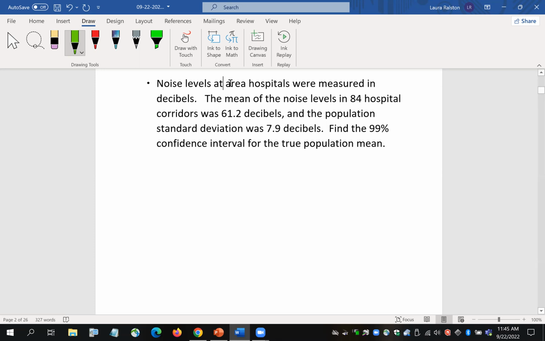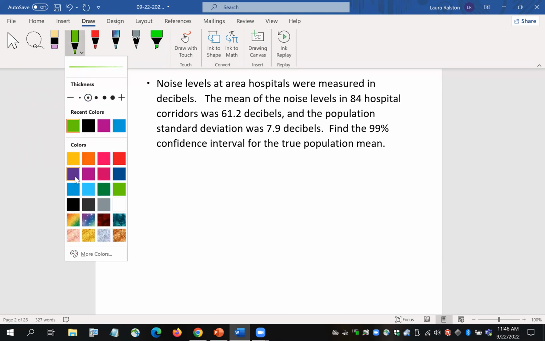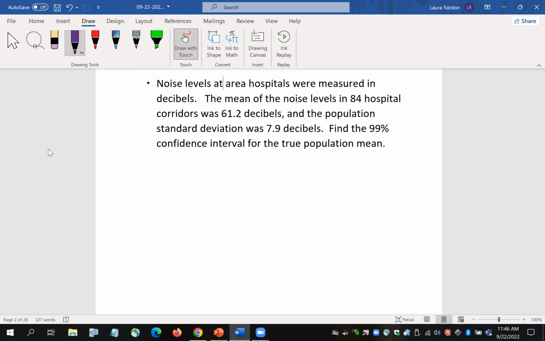Okay, here again, it doesn't outright tell us that we have a normal distribution, but it says that we have 84 hospital corridors. 84 as a sample size is greater than 30, so I'm good to go. And I'm going to assume that they were selected randomly, although it doesn't clearly state that. So I've met the conditions. And then everything else that I need for working the problem has been given. I should have the sample mean, the population standard deviation, the sample size, and the confidence level.